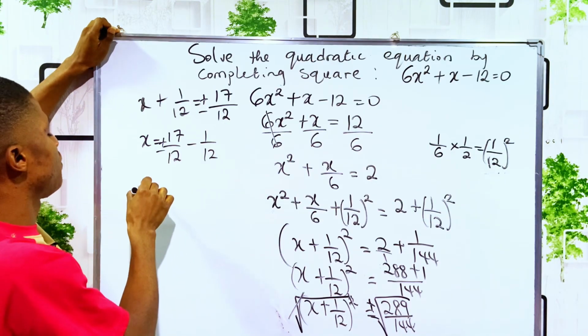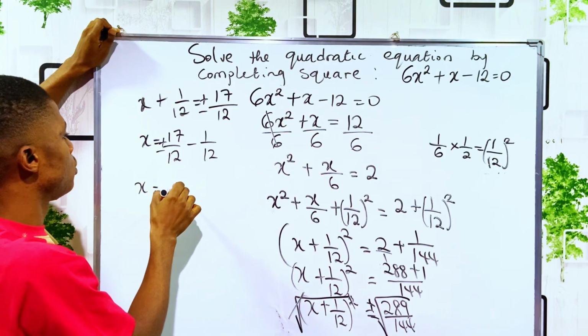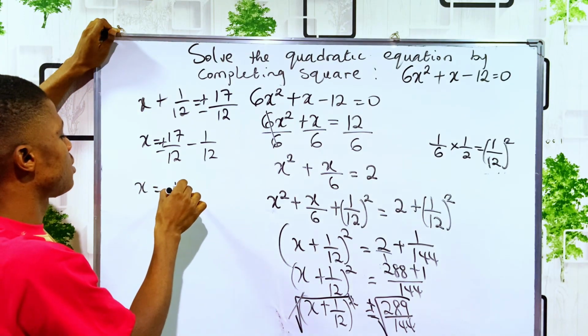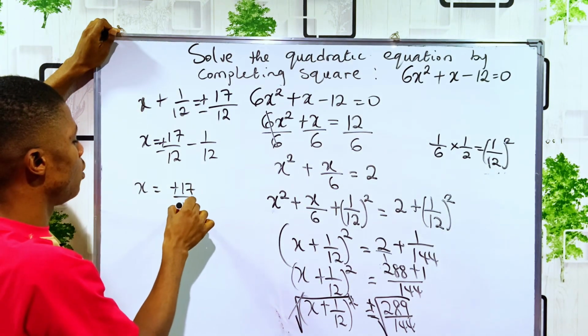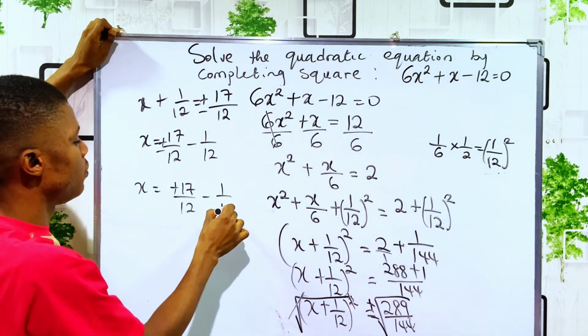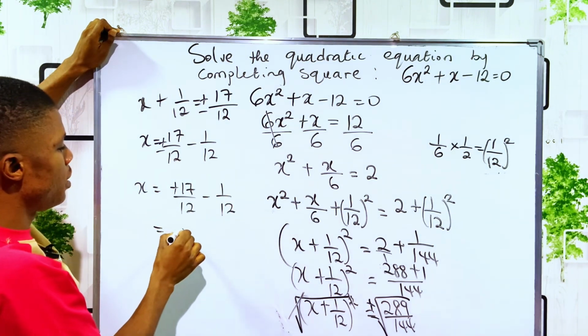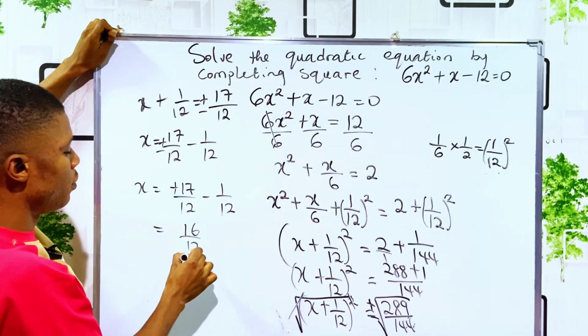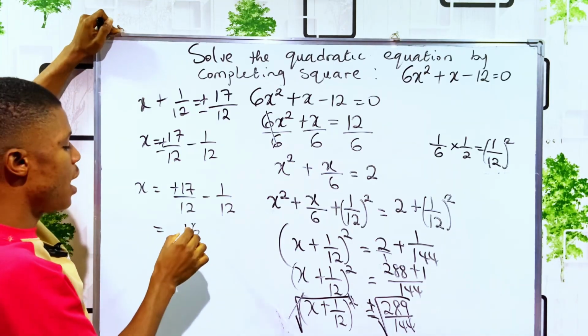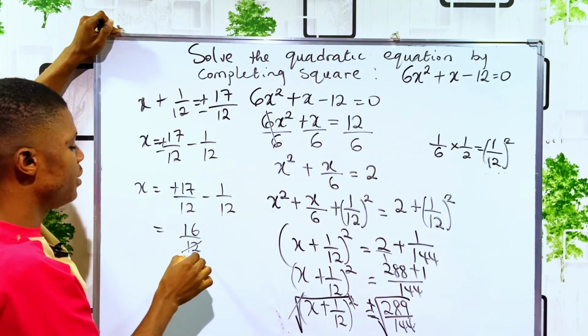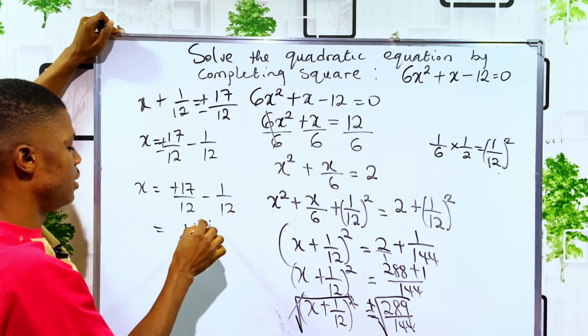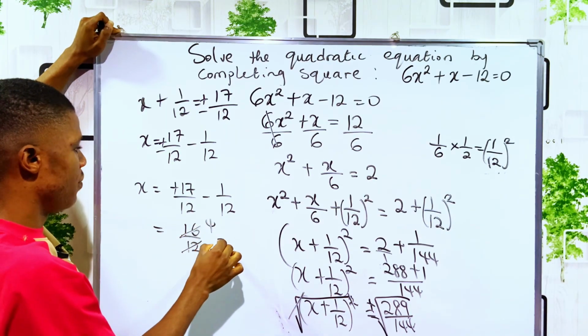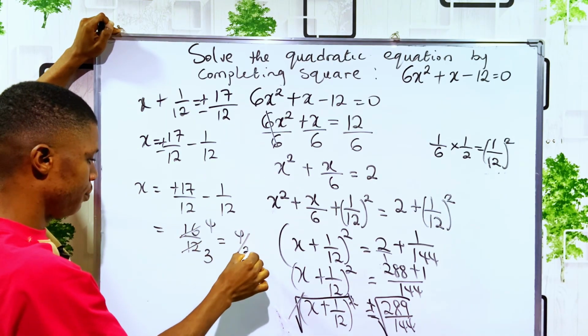At this stage, x is equal to plus 17 over 12 minus 1 over 12, and this will be 16 over 12. Here you divide by 4: 16 divided by 4 is 4, 12 divided by 4 is 3. So you have 4 over 3.